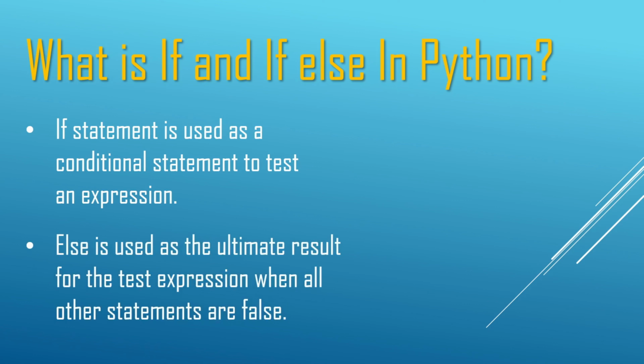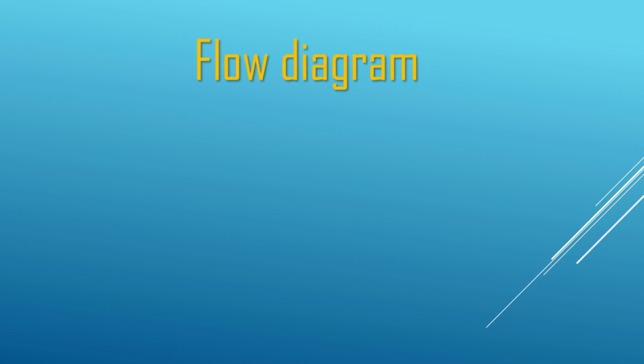Then we also have an else if, or elif, statement in Python. It is a subsequent statement with another test expression, which means if the if statement is false, the execution moves to the elif statement, and if the elif statement is false, the execution moves to the else statement. Now let's take a look at a flowchart, or we can say flow diagram, to understand how it works.